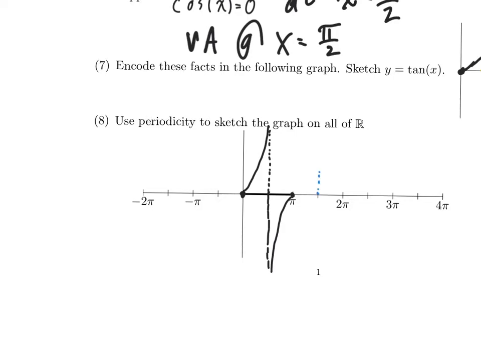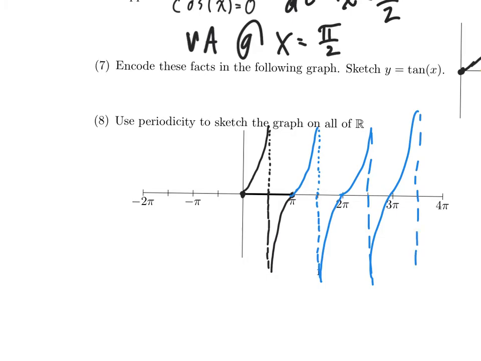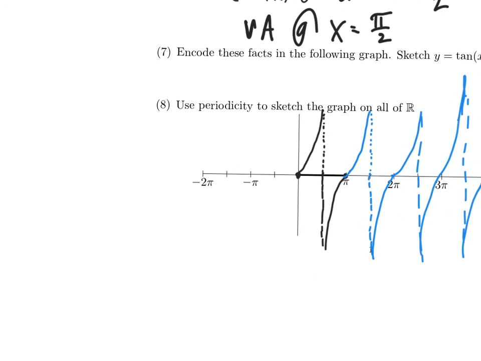Vertical asymptote at 3 pi over 2. The thing will increase to get to that vertical asymptote. Then it'll jump to minus infinity and get back to 2 pi. So I've drawn the exact same picture again. Then it will repeat again from 2 pi to 3 pi. It will repeat again from 3 pi to 4 pi. It will repeat between negative pi and 0.